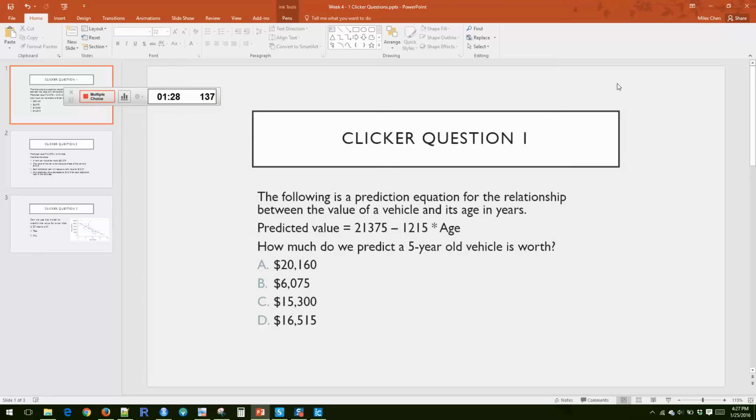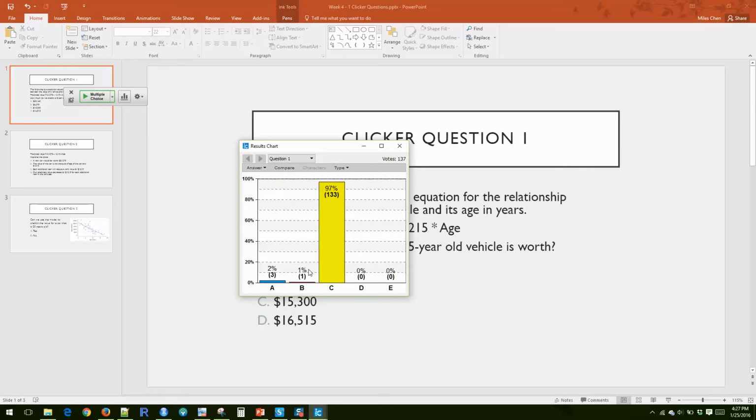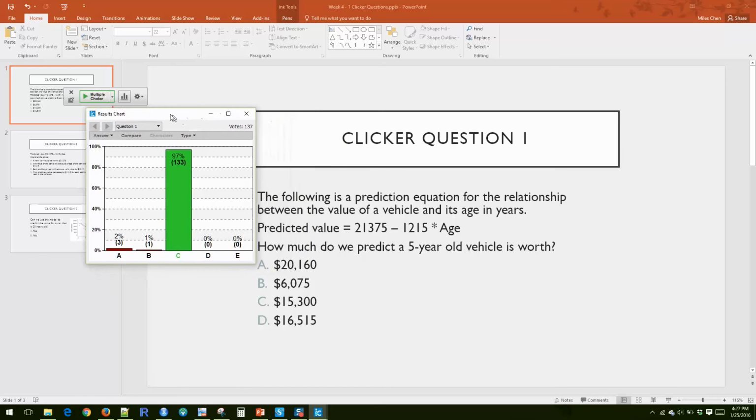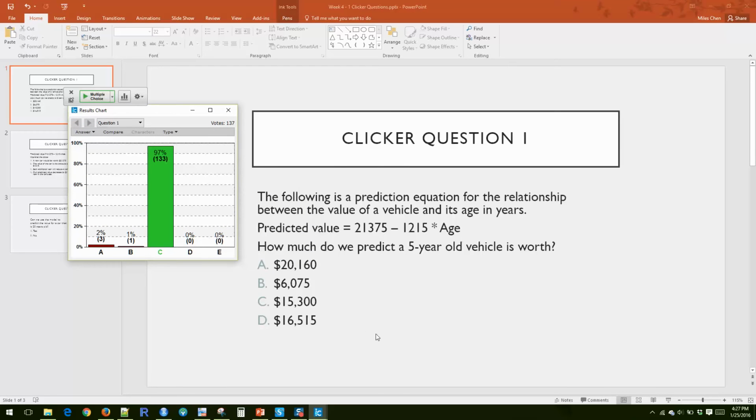Okay, I think that's about correct. So yeah, you just plug in the number 5 into here. And yes, the answer is indeed C. There you go. Now, the vehicle's age is in years.